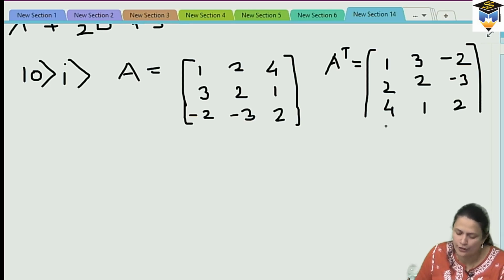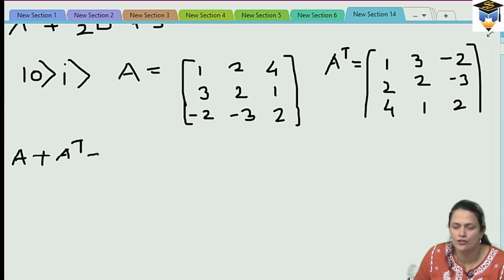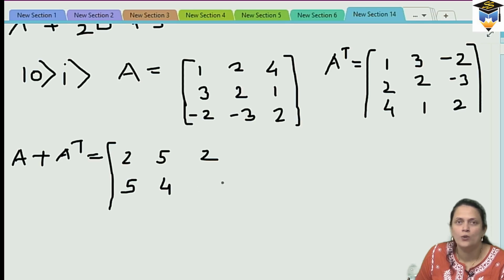Now what we are going to do? We have to first find out what is A plus A transpose. So I am going to do it directly. You know how to do the addition of the elements now. So 1 plus 1 is 2, 2 plus 3 is 5, 4 minus 2 is 2, 3 plus 2 is 5, 2 plus 2 is 4, 1 minus 3 is minus 2, minus 2 plus 4 is 2, minus 3 plus 1 is minus 2 and 2 plus 2 is 4.